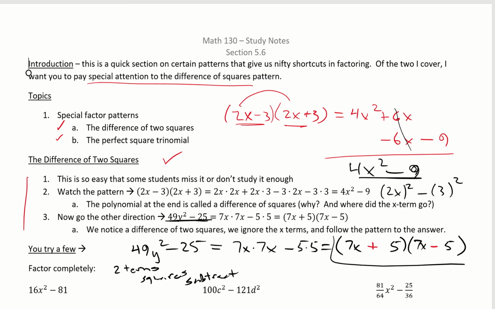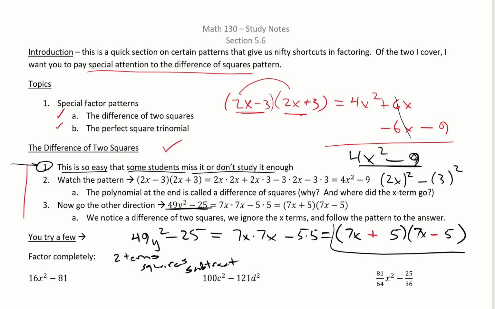I told you this is kind of a short section. If you happen to see a difference of squares, you should actually thank your lucky stars and go, oh good, these are quick and easy. You know what happens though? Right here, number 1, this is so easy that some students miss it or don't study it enough. And then the test comes and I put them on there and they forget how to do them. So you got to study this too to make sure that you have this under your belt.